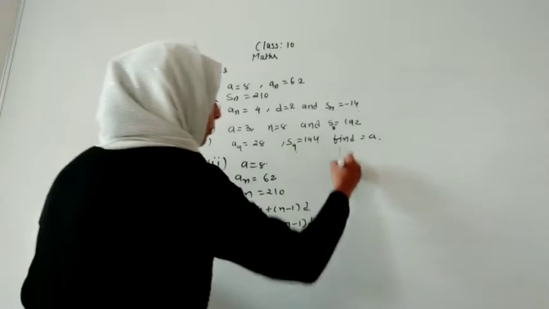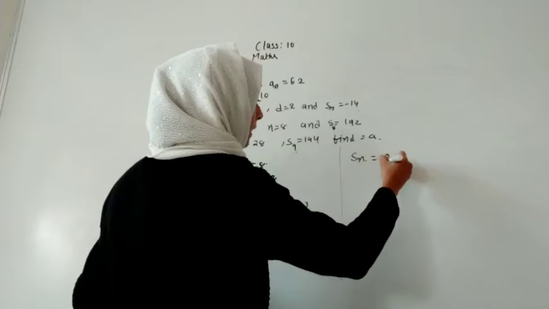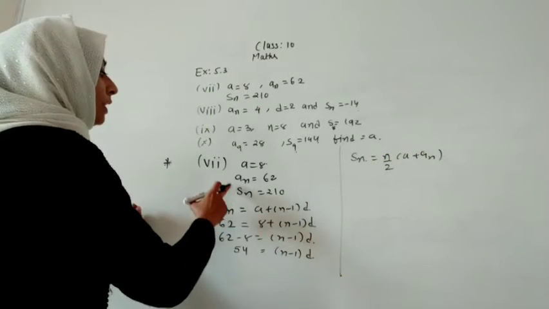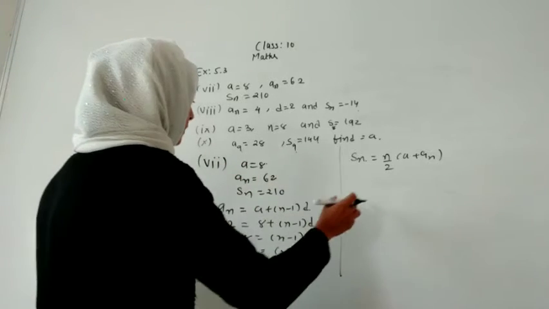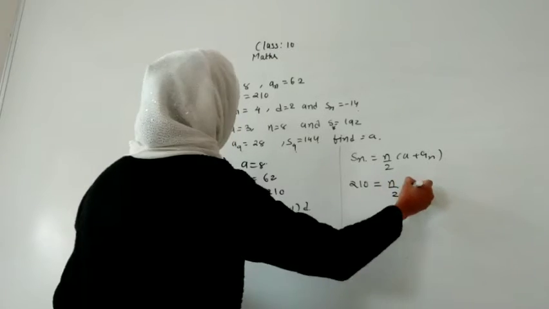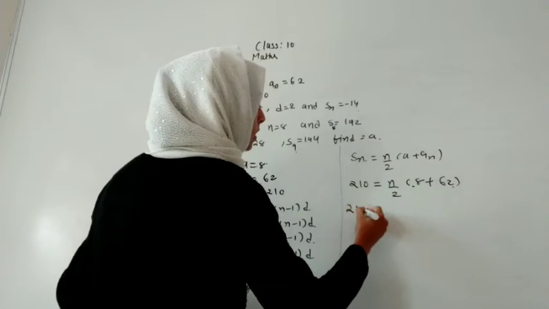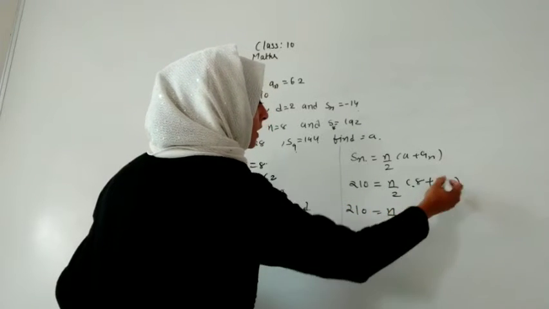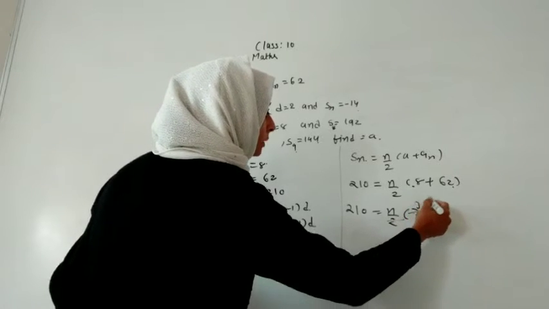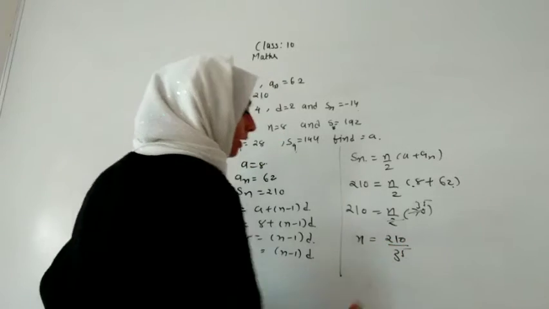Now we will write the formula of Sn. We have a formula for Sn, that is n by 2 into (a plus an). We will use that because we have most of the things. Let us substitute the values. Here we have 210; n by 2 we do not have; a we have as 8; an we have as 62. Let us solve it more. 62 plus 8 will become 70. Let us reduce it, it will become 35. So here n we will take as 210 divided by 35.